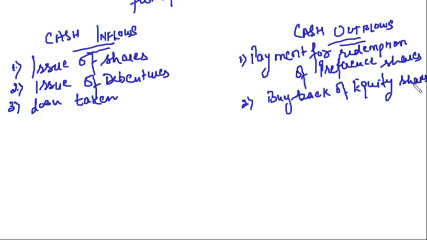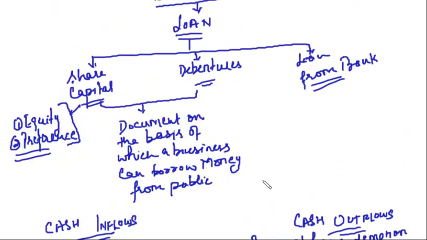What is meant by buyback of equity shares? Your company has shares, a document given to the public, and we borrow the money. Tomorrow we take back the document, we buy back the document, and we pay the money back to the public. This is buying back our document. That document is known as equity share capital. Clear? So we can say buyback of equity shares.